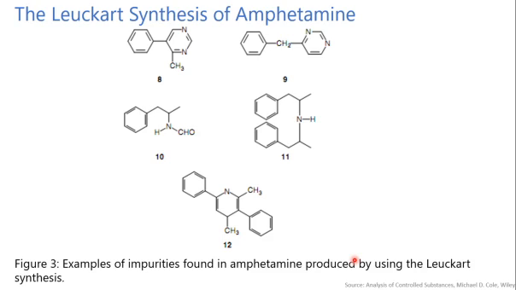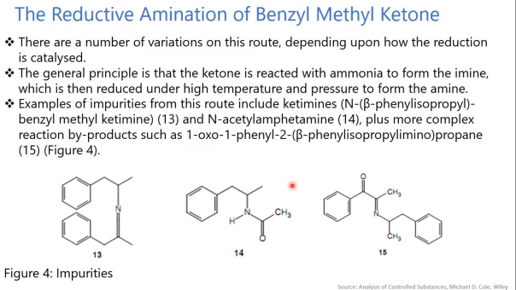That is, this is the pyrimidine derivative. This is another pyrimidine derivative. This is the amphetamine derivative. That is the formyl derivative. This is the N,N-diphenyl derivative. Then this is one of the pyridine derivatives. So these are some impurities formed when we go through the Leuckart synthesis of amphetamine.